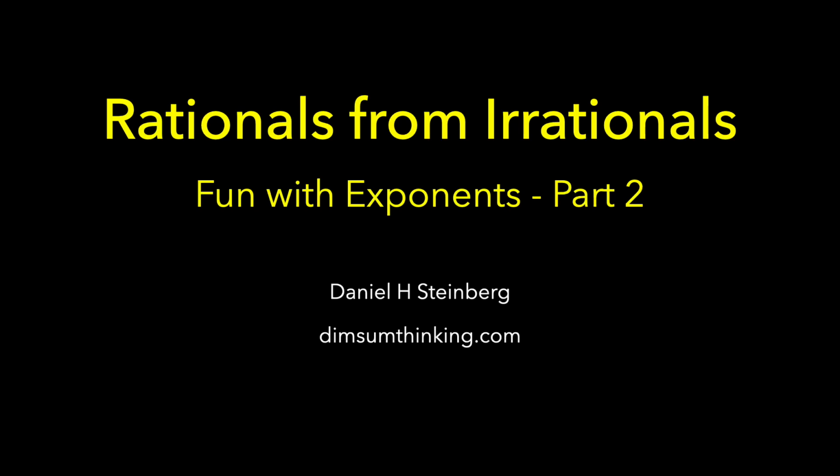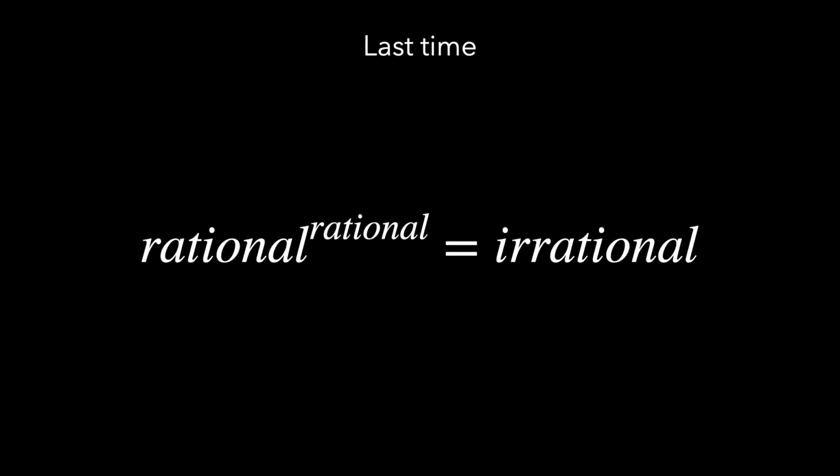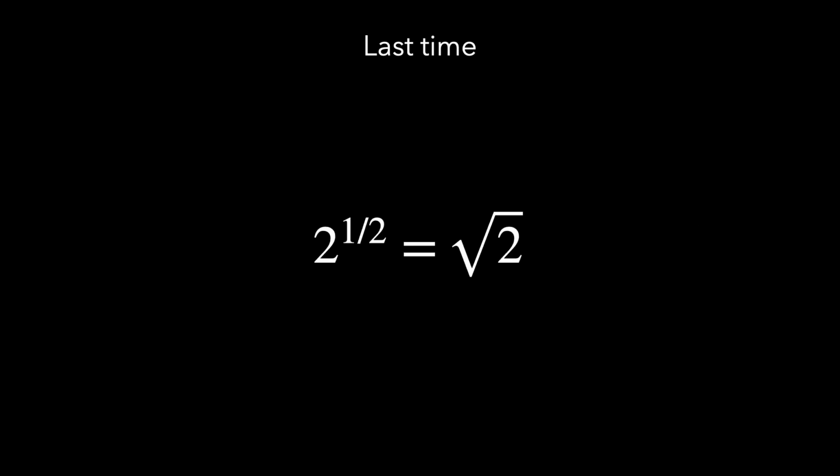Fun with Exponents Part 2. This time, we'll produce rationals from irrationals. Last time we showed that you can take a rational number, raise it to a rational power, and get an irrational number. And we did it by providing an explicit example.